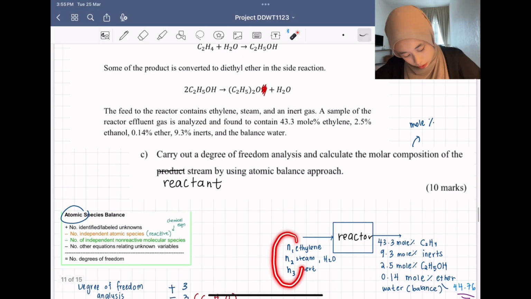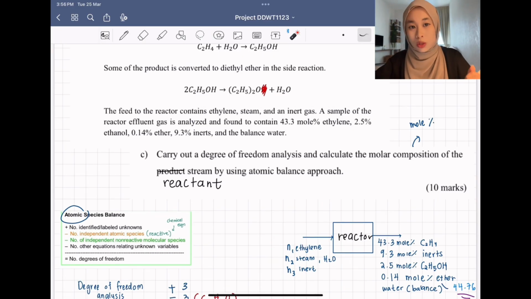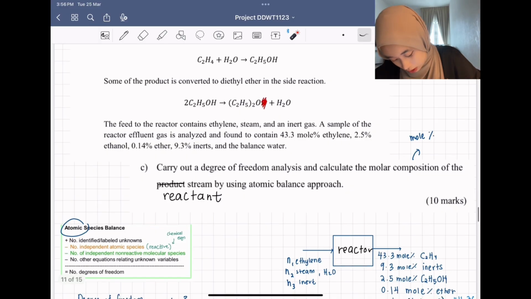Okay, and then you list out N1, N2, N3. Why unknown? Because it doesn't give the mole composition for the reactant. That is what we need to find. Right, its sentence says a sample of the reactor effluent gas.